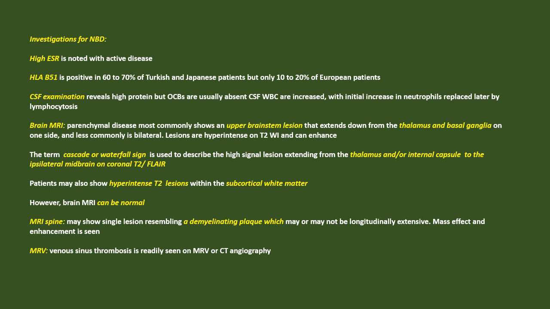MRI of the spine may show a single lesion resembling a demyelinating plaque, which may or may not be longitudinally extensive. Mass effect and enhancement are seen. MRV: venous sinus thrombosis is readily seen on MRV or CT angiography.